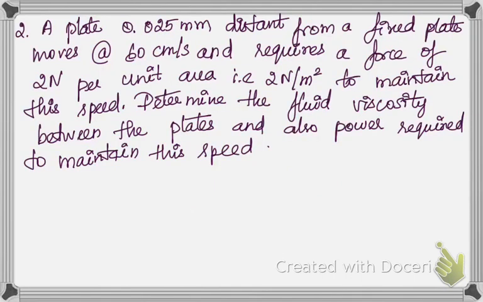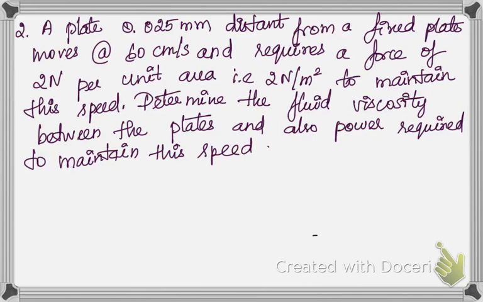Next problem is that a plate at 0.025 mm distance from a fixed plate is moving at 60 cm per second, and it requires a force of 2 Newton per unit area to maintain the speed. Determine the fluid viscosity between the plates and also the power required to maintain the speed. So when a problem is given, first we will try to draw a diagram. So what is given here? A plate which is 0.025 mm distant from a fixed plate.